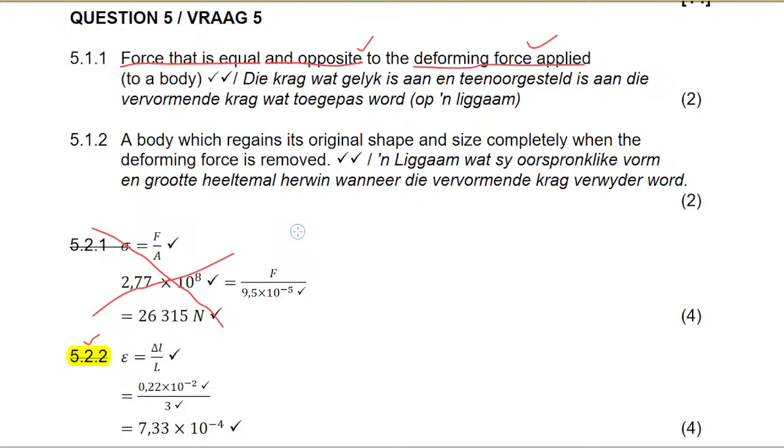Yes. So 5.1.2, perfectly elastic body. You must remember this spoiled question 1.7. So this one is 2 or 0 on that basis. It spoiled question 1.7, so we are not merciful on this one. A body which regains its original shape and size completely when the deforming force is removed. I'm not sure how you mark it. You can guide me there. It's 2 or 0. Okay.